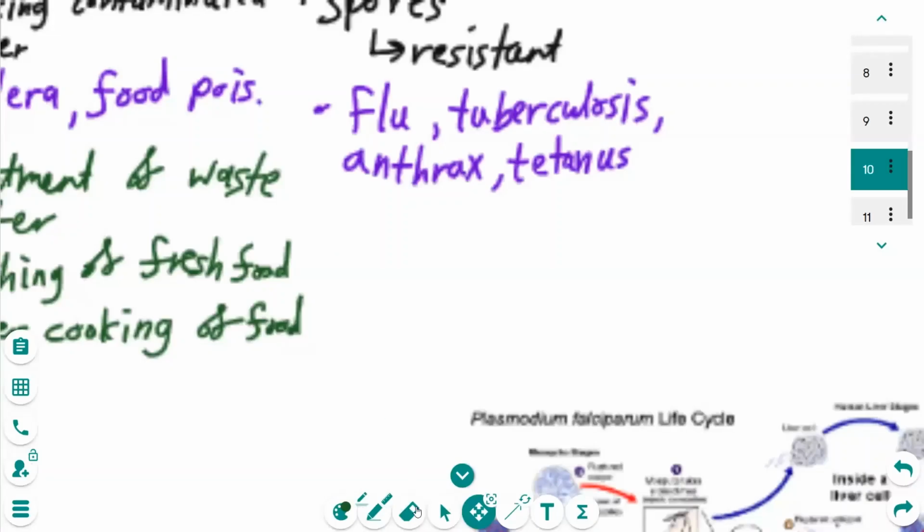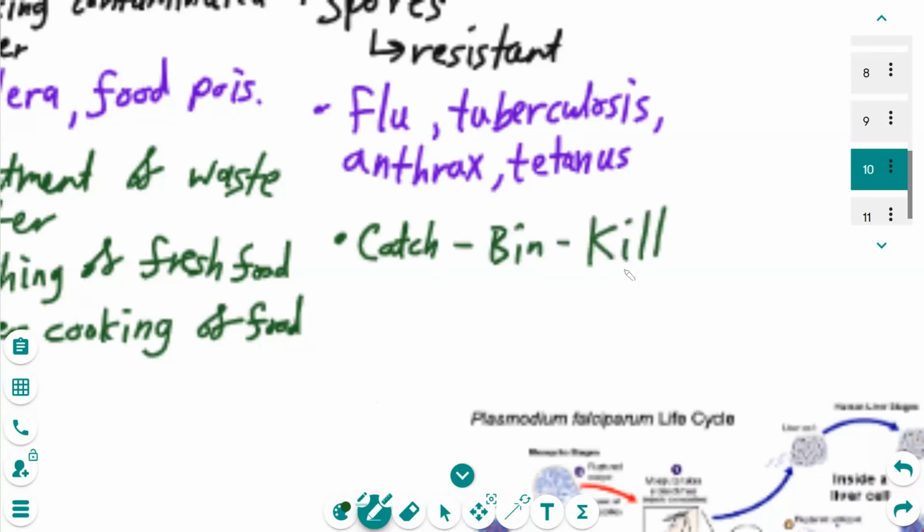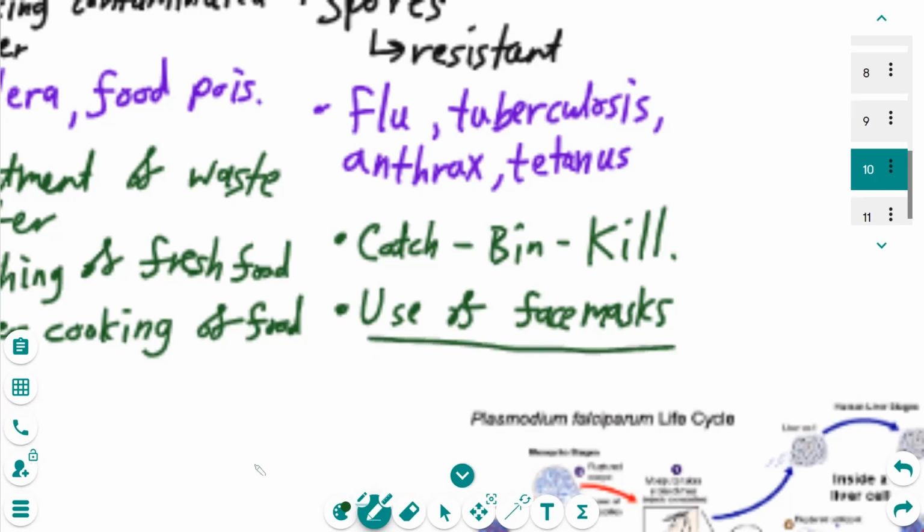So prevention is the main one. The main way of prevention is catch it, bin it, kill it. And also the use of face masks as well. Like what happened during the COVID-19 pandemic of 2020 and 2021. We had the use of face masks.